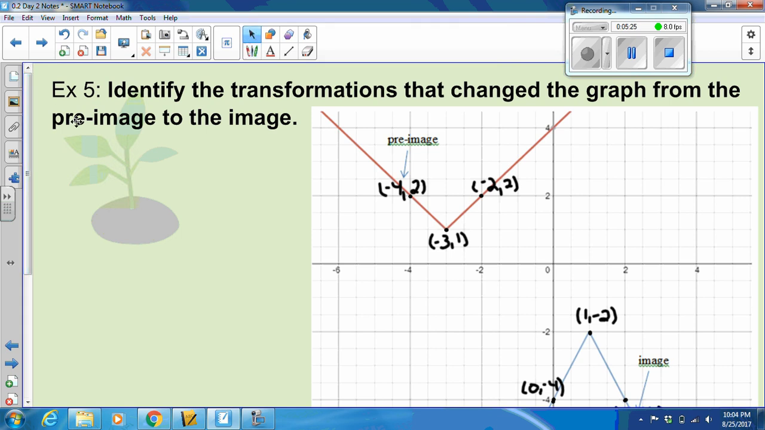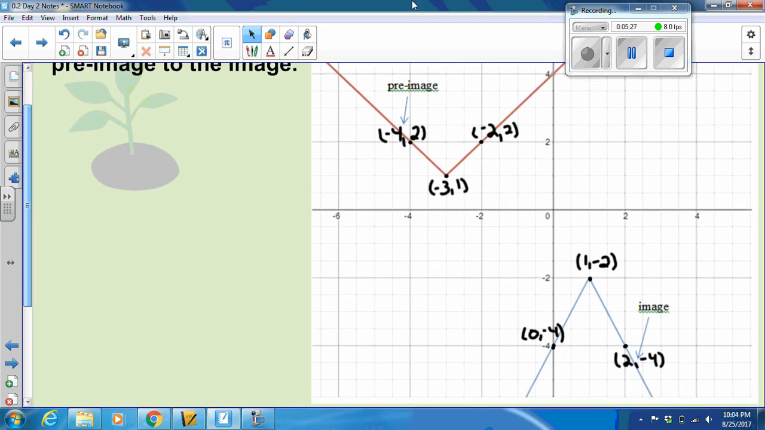So here are the points that you probably should look at. So for the pre-image, the points are -4, 2, and then the other key points, -2, 2. Our vertex is -3, 1. As for our image, the vertex is 1, -2. And the 2 other key points are 0, -4, and then 2, -4. So make sure you go ahead and plot those because it's going to make finding the transformations a lot easier.